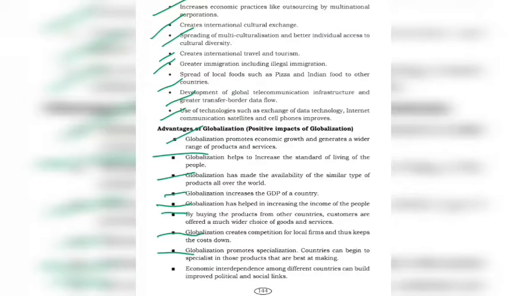Okay. So the next point: economic interdependence among different countries can build improved political and social ties. Because of this globalization, we started dealing with other countries. So that is helping us to maintain good relations with other countries also. So this is another advantage. Let's move to the next point.